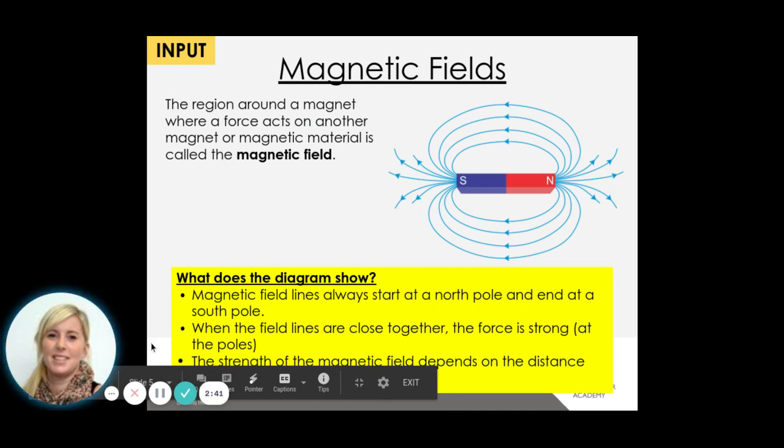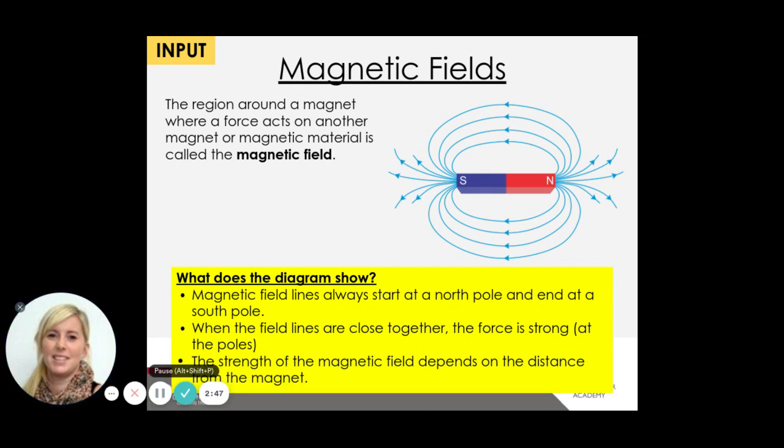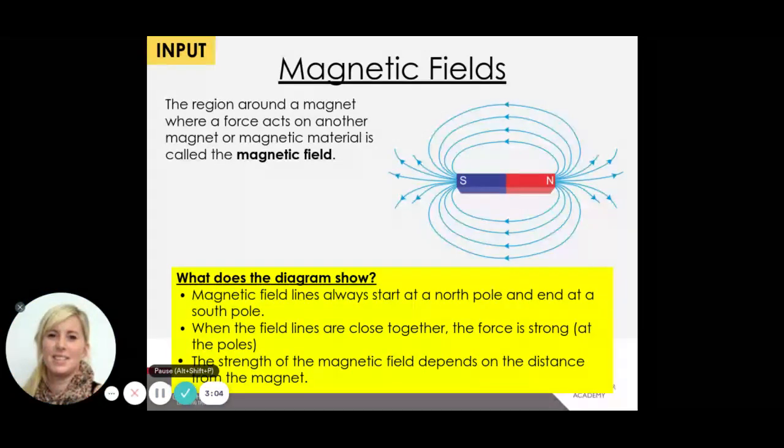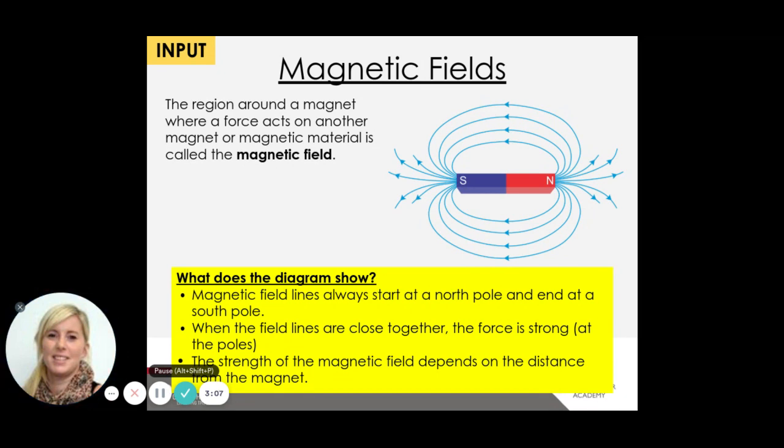Okay, so here we have our input for magnetic fields. Here we have a bar magnet in the middle of the diagram with our north and south poles identified. You can see that we've got these lines around the magnet, and that tells us that we've got a magnetic field. In real life we cannot see the magnetic field, but this is displaying what it would look like. Notice how the lines are coming out of the North Pole and going towards the South Pole.